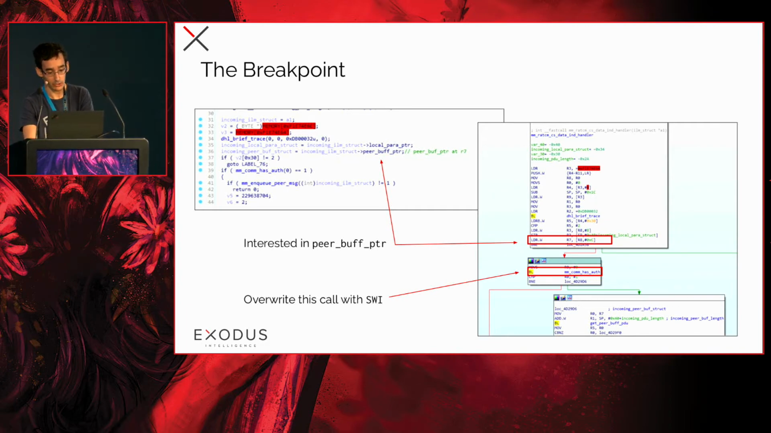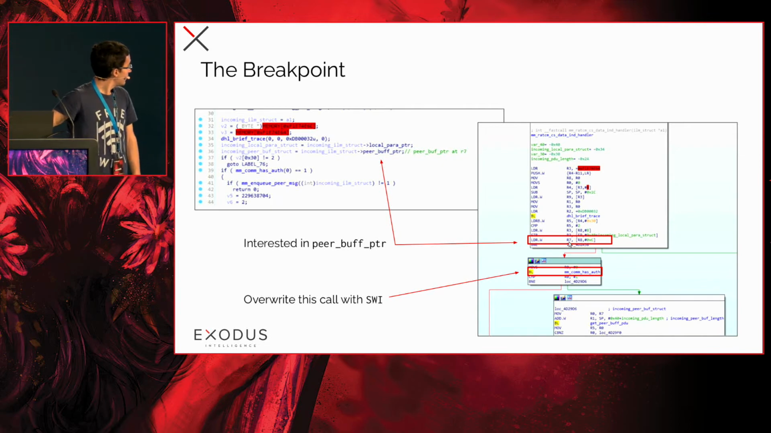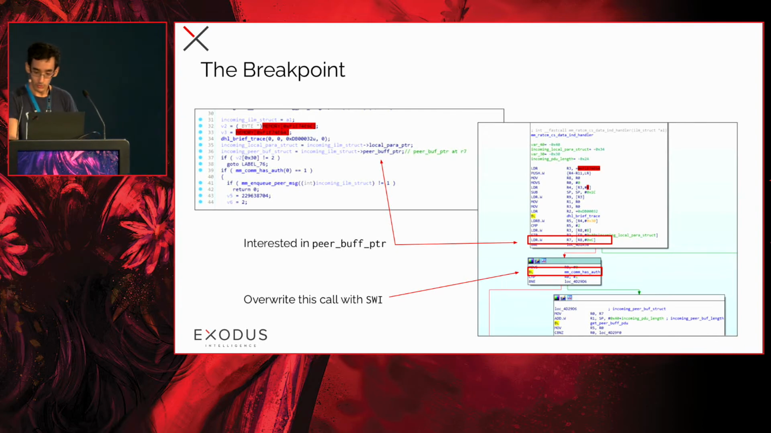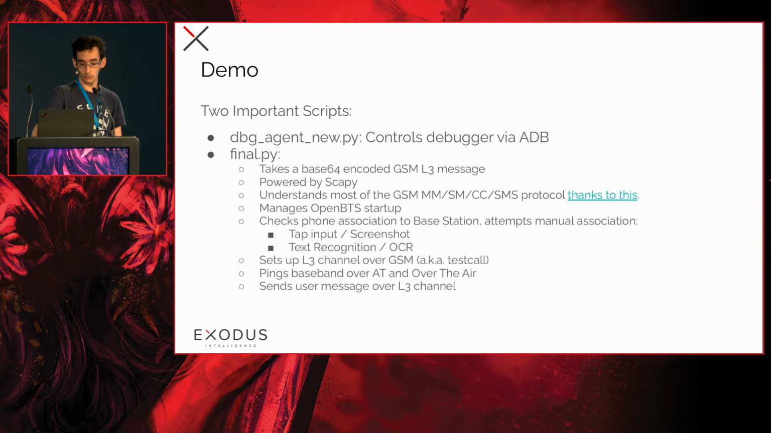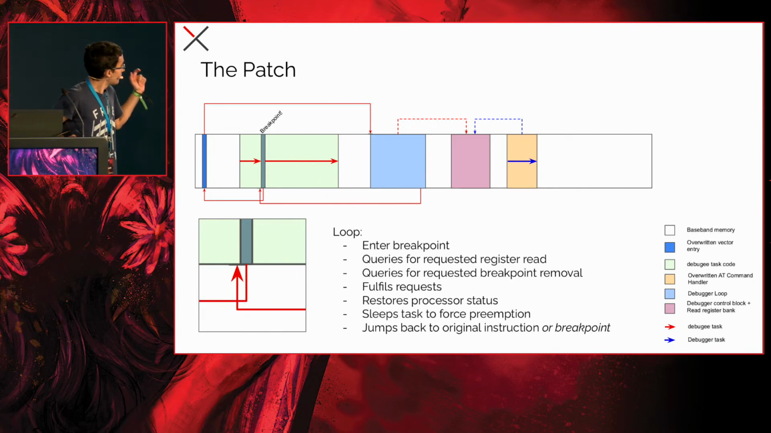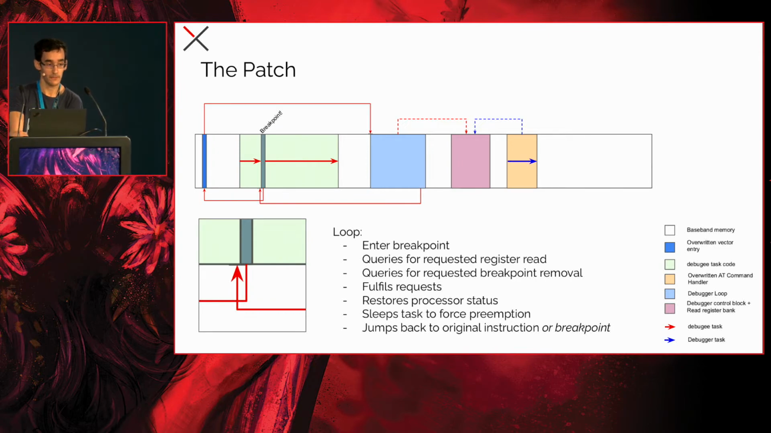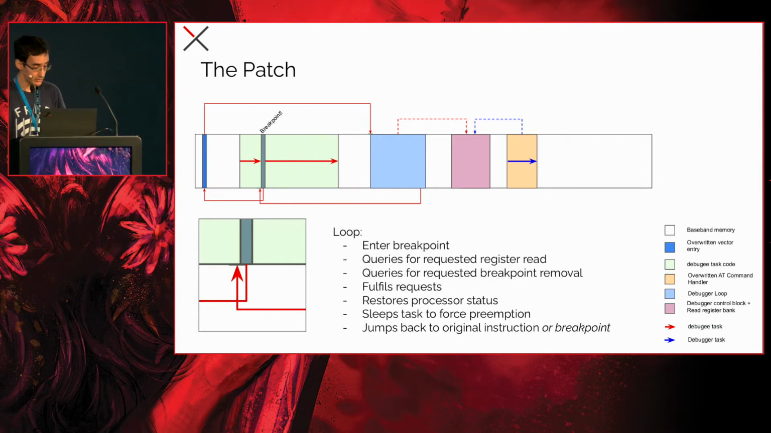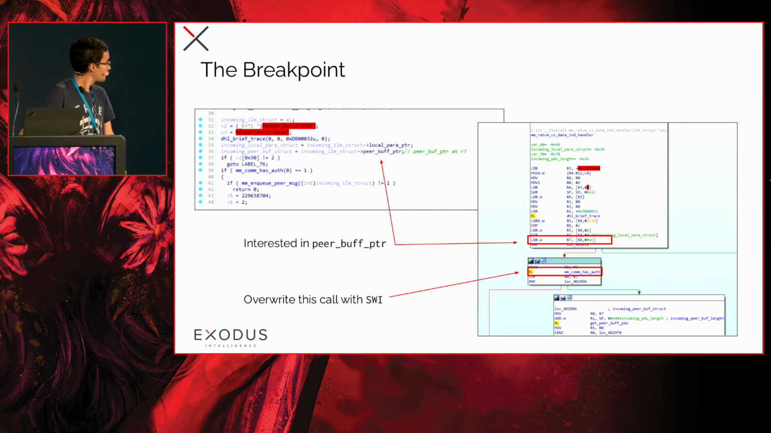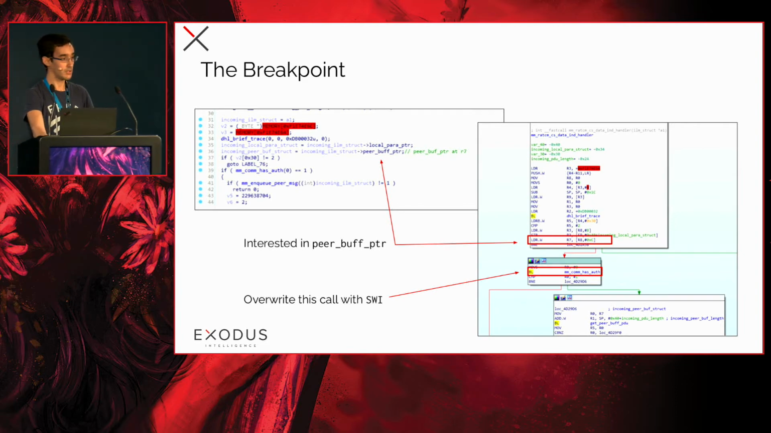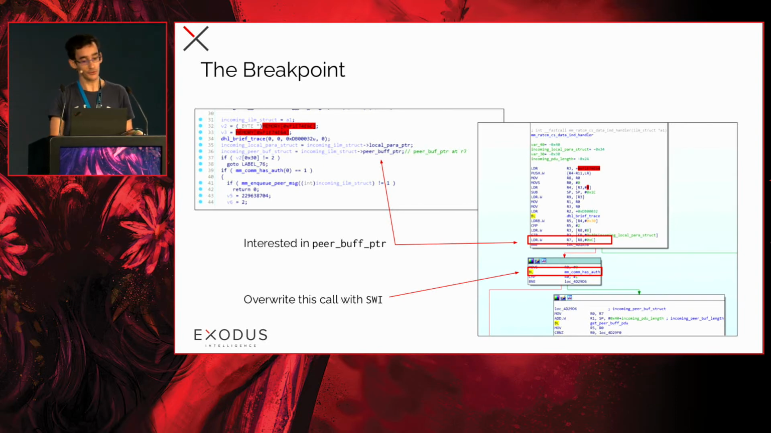Because I'm interested in this peer-buff-ptr member, I'm going to be interested in the contents of R7, which is written to right there. Therefore, I'm going to be overriding that call to mmcom has-off with a software interrupt, which is going to result in the breakpoint getting hit, and the address of the overwritten handler being fetched from the interrupt vector table. This is going to result in the debugger checking what it needs to do as instructed from the debugger, and as a result of this breakpoint being hit, execution is going to be stuck in this SWI instruction for a while. How long? For as long as we want to, given that all other tasks are going to continue normally.